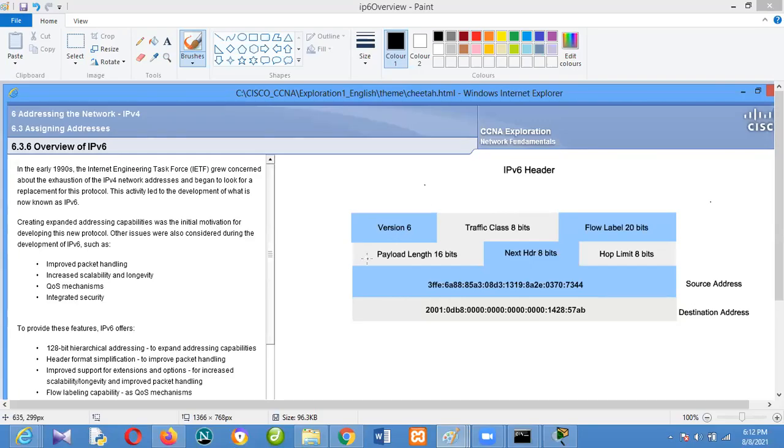So IP version 6 was designed because of the depletion that happened in version 4. When version 4 was designed, the public IP addresses were actually designated to different countries of the world. And most of the countries have already exhausted their pool of IP addresses that had been assigned to them.